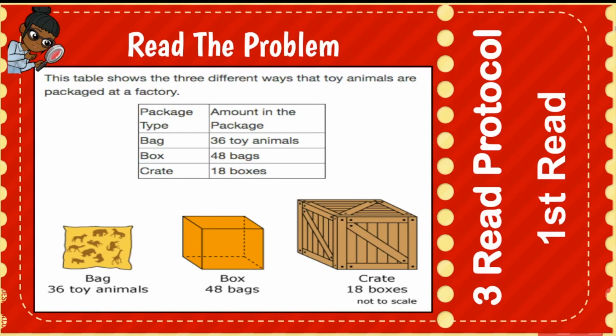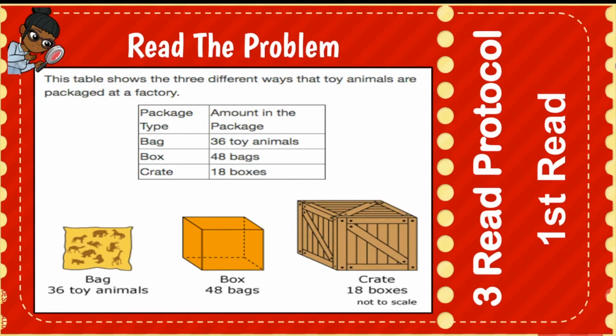One, read the problem. First, I will read the problem to you. Then we will discuss what the problem is about. This table shows the 3 different ways that toy animals are packaged at a factory. Package type, amount in the package. Bag, 36 toy animals. Box, 48 bags. Crate, 18 boxes.